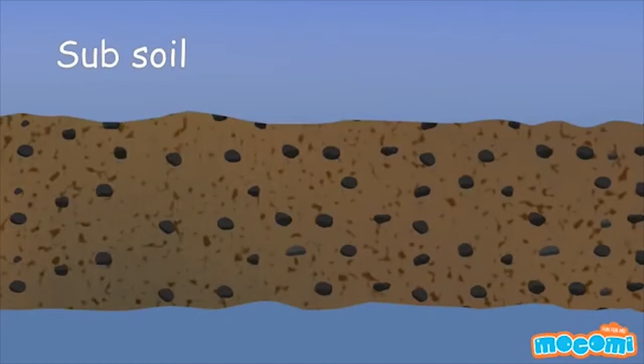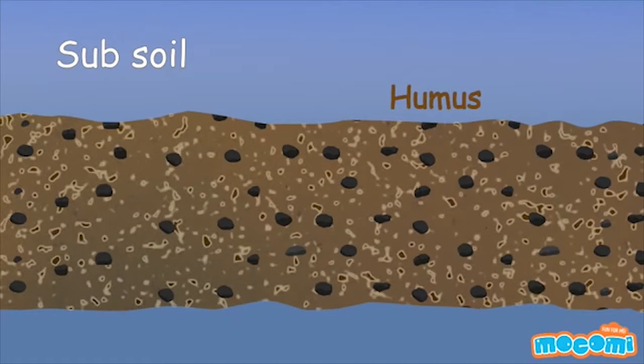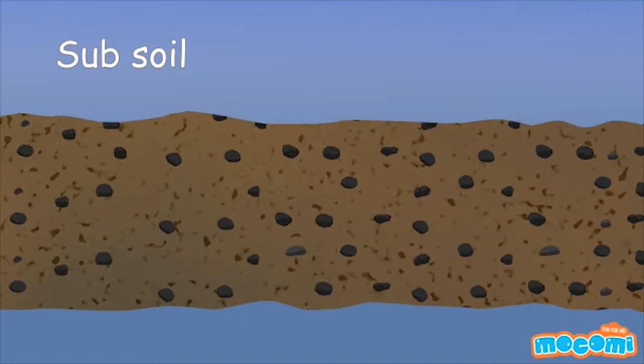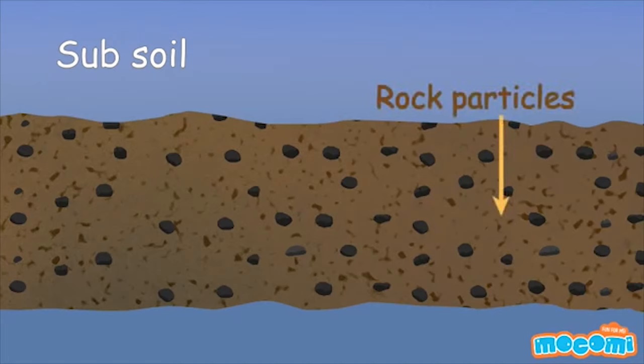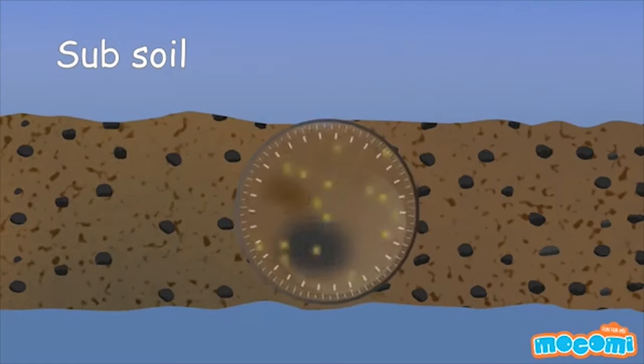Subsoil. The layer of soil just below the topsoil is called subsoil. It is lighter in color and has little humus. It is made up of slightly bigger rock particles, which makes it harder and more compact. It contains very few living organisms.